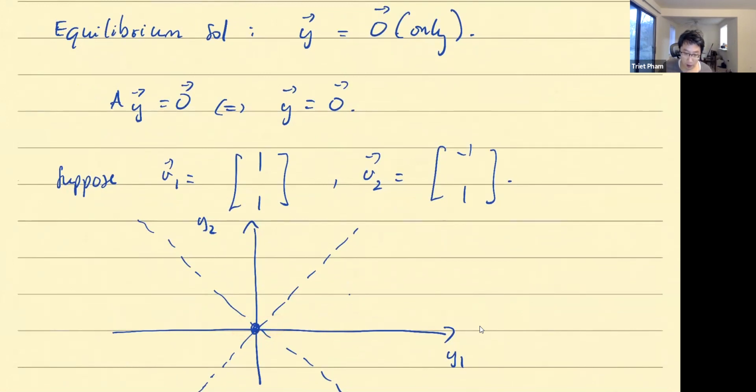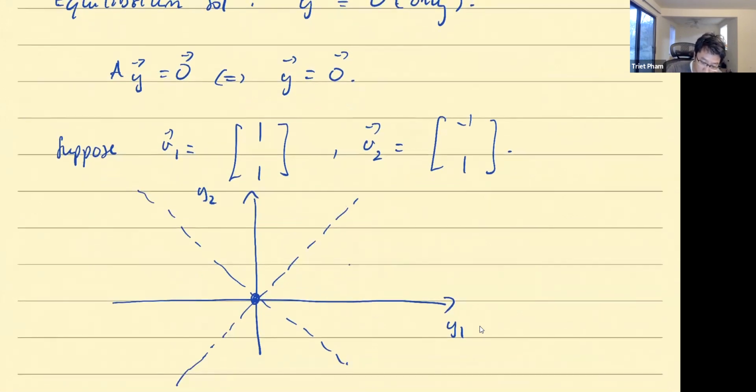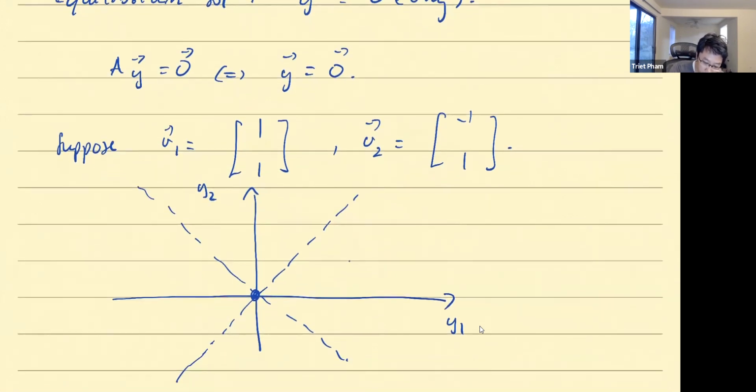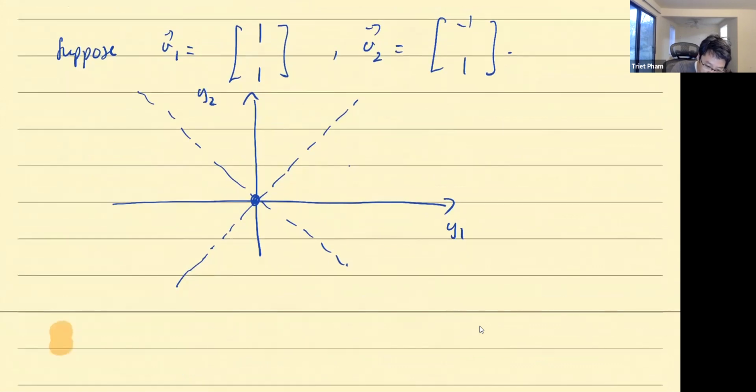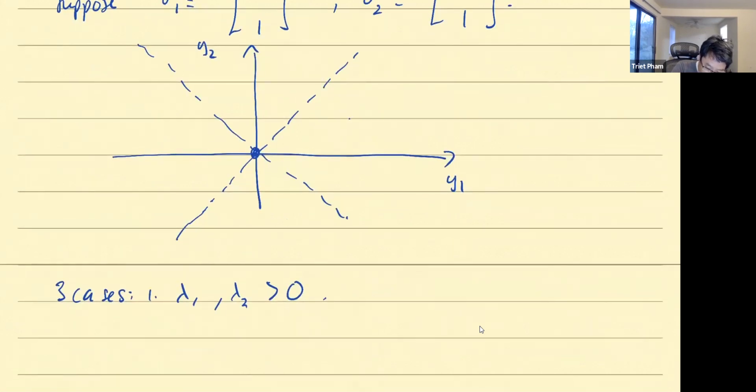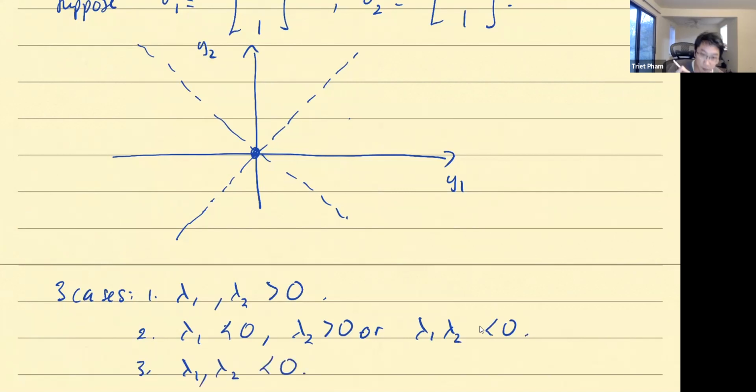Now, for the first example, we basically have three cases. Lambda 1, lambda 2, both positive. Second, one of them is negative and the other one is positive, or rather, the product is negative. And the third case is when both of them are negative.